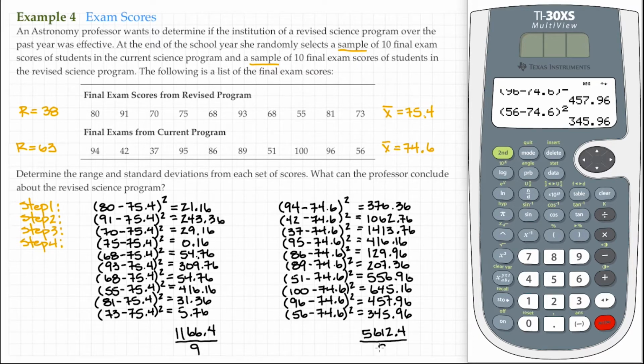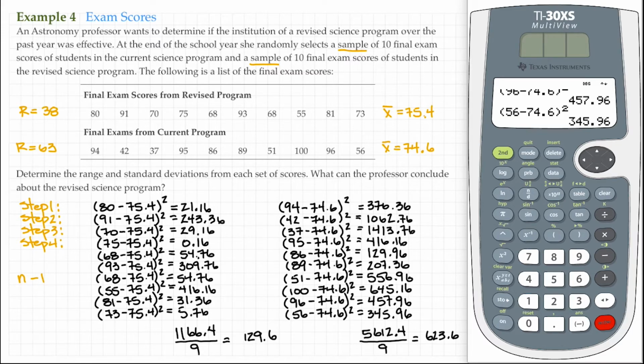Don't forget, that's n minus 1. N is the size of the sample. Subtract 1. 1,166.4 divided by 9 comes out to be 129.6. This comes out to be 623.6.